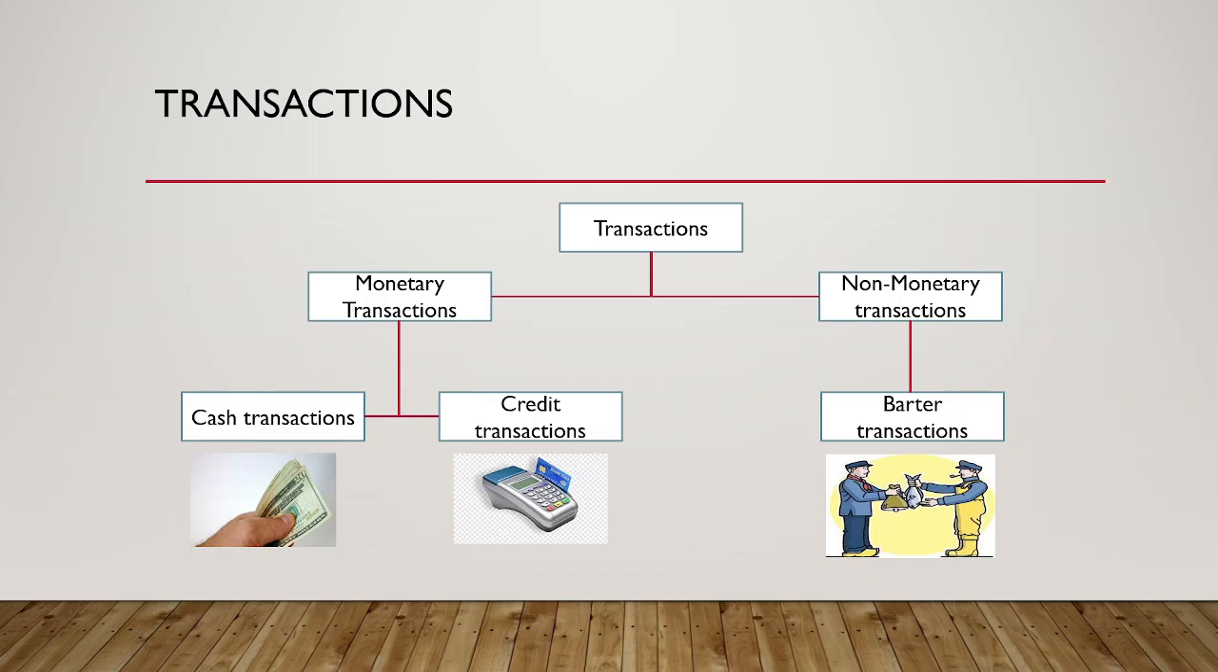Now monetary transactions can be of two types. One is cash transaction and the other is credit transaction. In case of a cash transaction, the cash is paid at the time of purchase. And in case of a credit transaction, the cash is paid not at the time of purchase but sometime in the future.